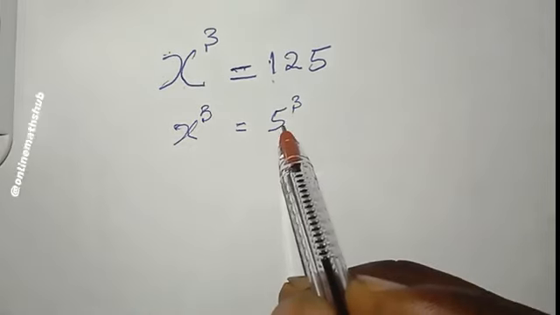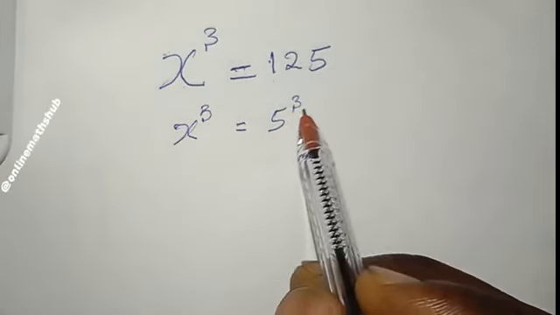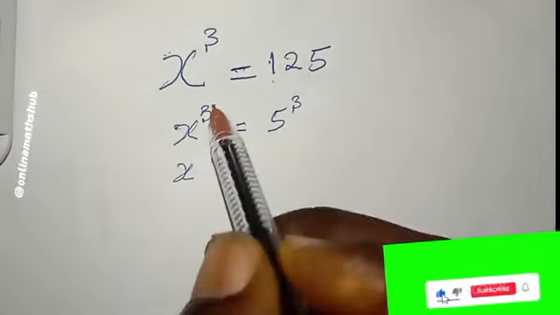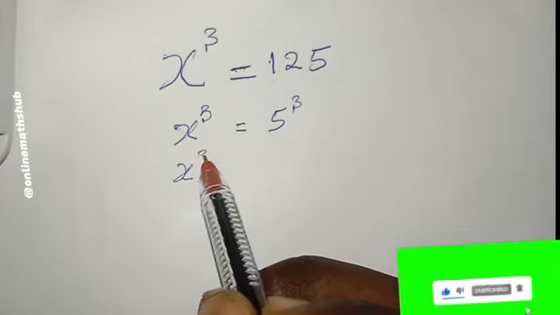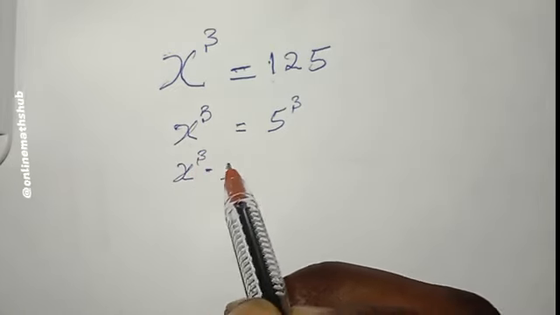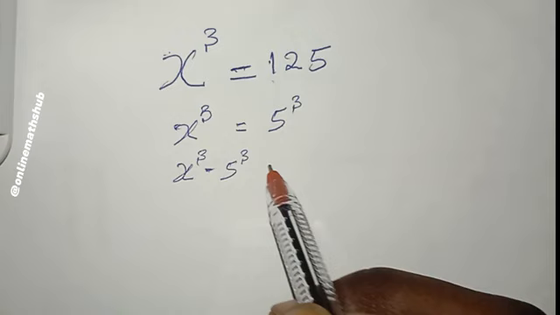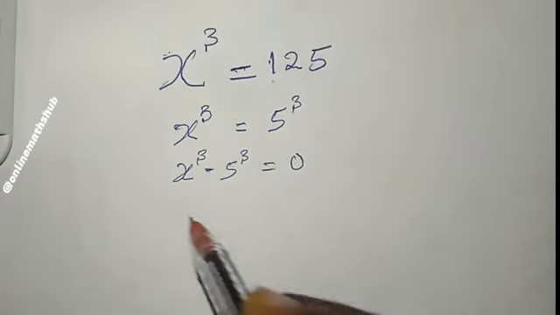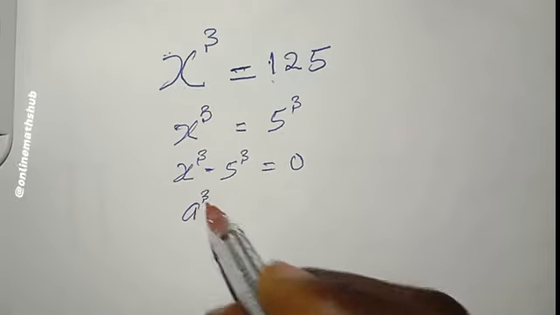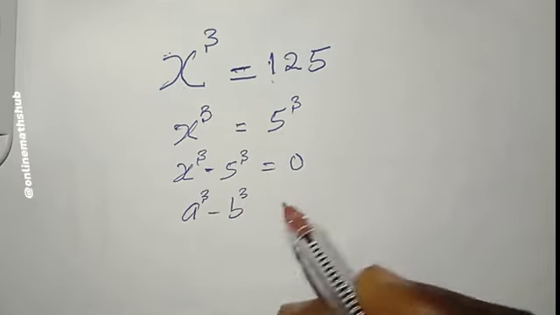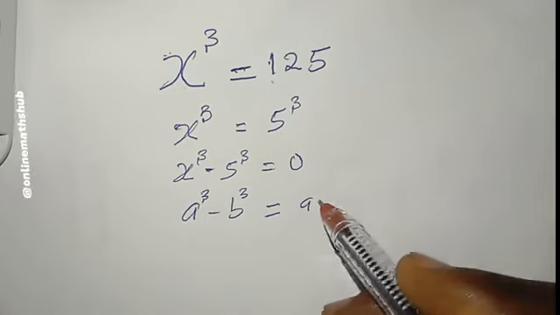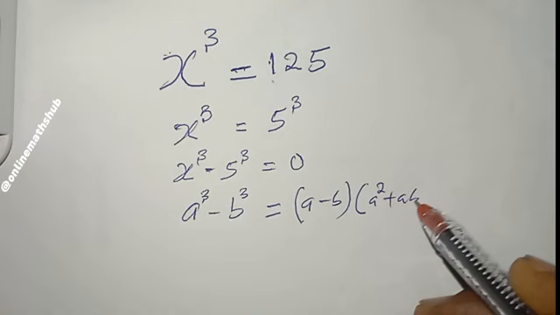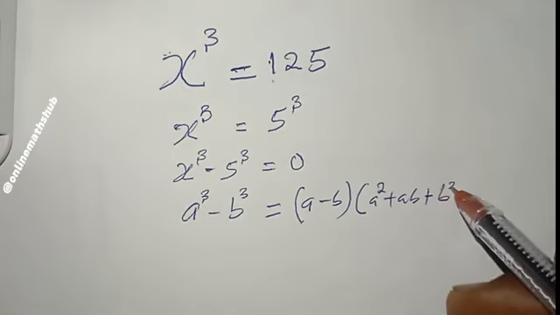To do that, I'm going to move this 5 power 3 to the left hand side. If I do that, the equation will change to x power 3 minus 5 power 3 is equal to 0. And then next, you can remember that a power 3 minus b power 3, you can expand this to be a minus b, multiplied by a squared plus ab plus b squared.